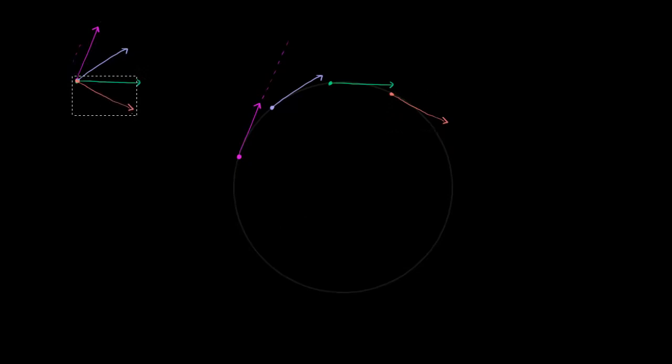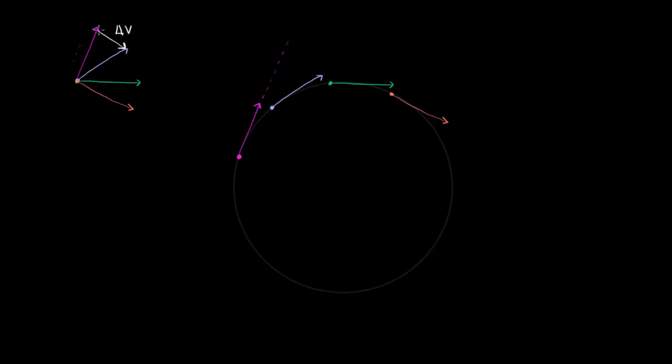So between this purple time and this, let me do it in white. Between this magenta time and this purple time, what was the change in velocity? Well, we can look at that purely from these vectors right here. The change in velocity between those two times was that right over there. That is our change in velocity.